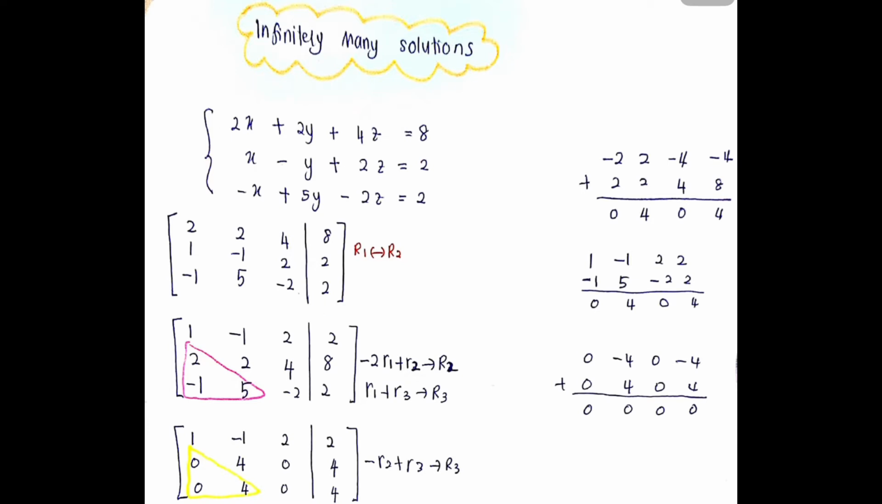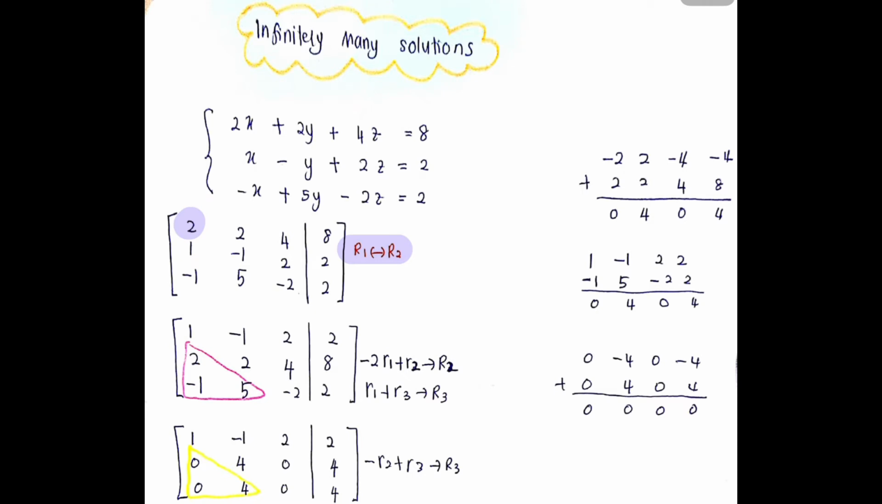So first of all, we want to make sure the first term here is 1. So when we look here, we have 1 here. So let's just exchange row 1 and row 2. This is very simple. Just take the whole row 1 and put it at row 2, and the whole row 2, put it at row 1.